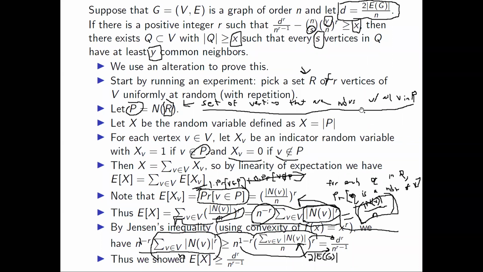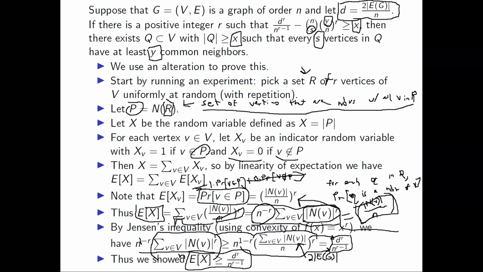And we can take that all together. So we started with an expectation of x right here. We had a string of inequalities, and they were only going in one direction. So the things on the left were greater than or equal to the things on the right. And we finished up with d to the r over n to the r minus 1. So we showed that the expectation of x is greater than or equal to d to the r over n to the r minus 1.